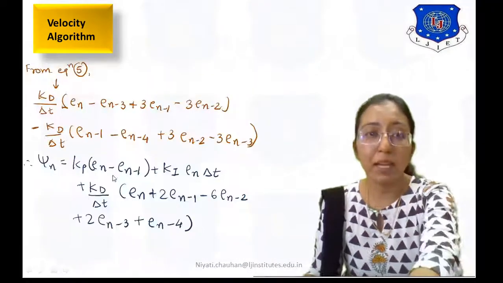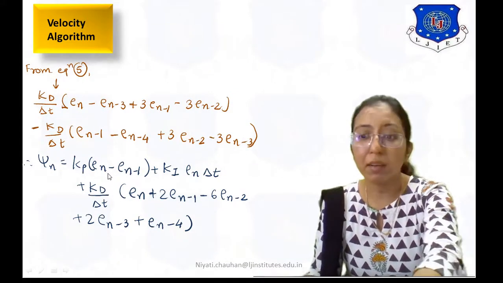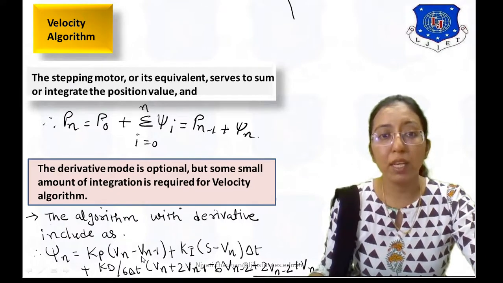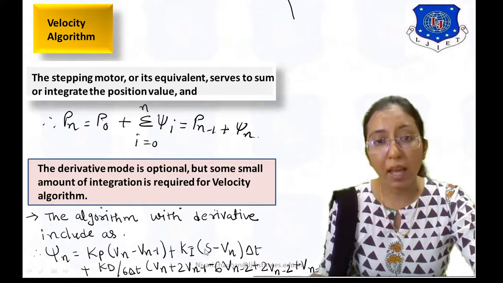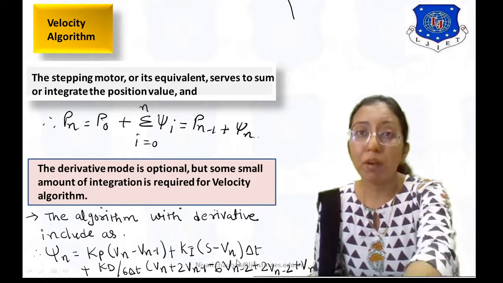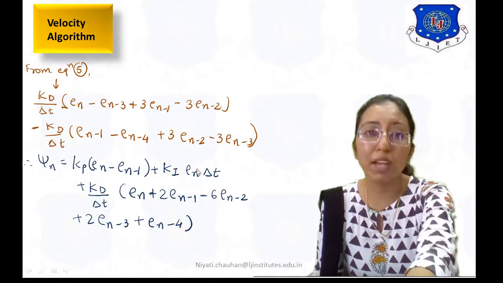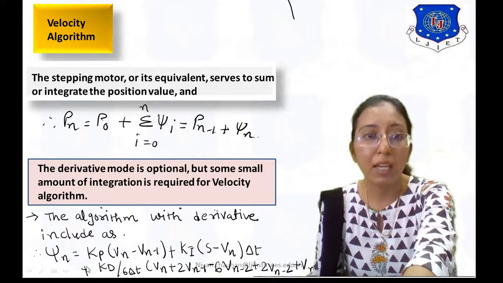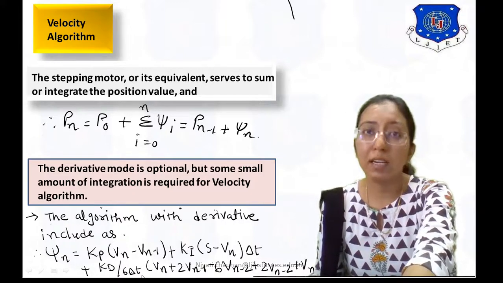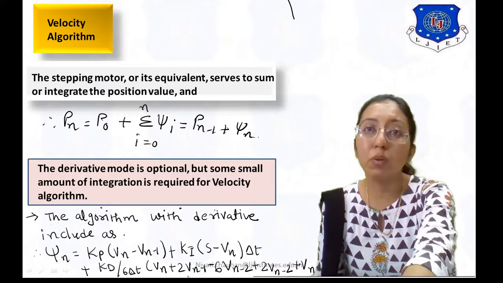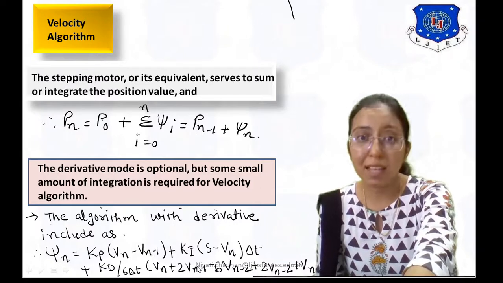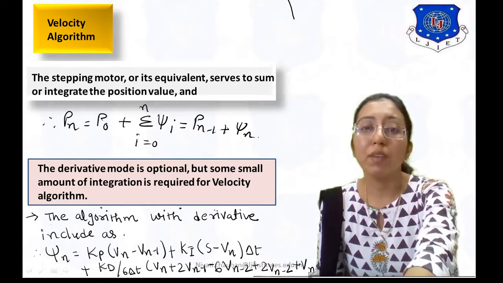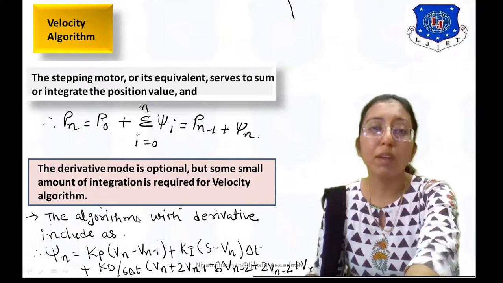We have replaced E by V in this equation. So the final equation is psi n is equal to Kp times Vn minus Vn minus 1, plus Ki times S minus Vn, because error is equal to set point minus variable, into delta t, plus Kd upon 6 delta t in bracket Vn plus 2 Vn minus 1 minus 6 Vn minus 2 plus 2 Vn minus 3 plus Vn minus 4. Here we have included the derivative.